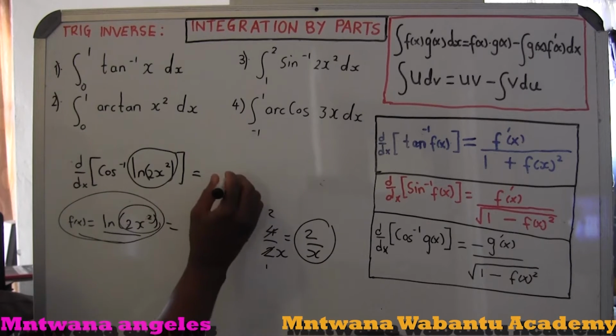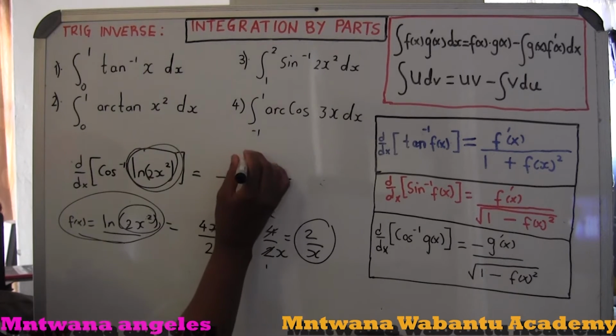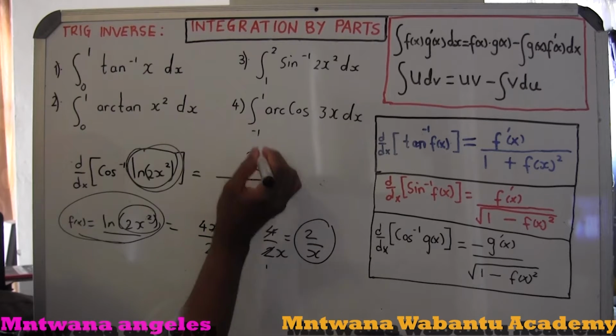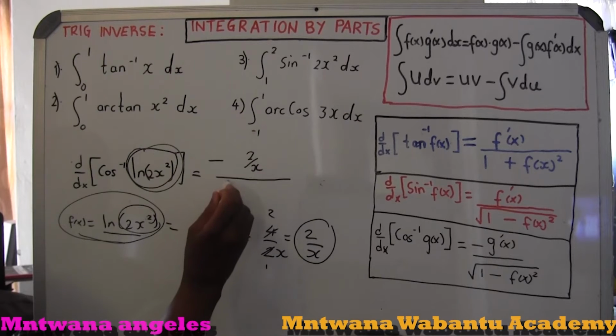So now when I took this function and differentiated, it gave me 2 over x. But for cos, it must be negative here. That's the formula, and then you put the square root.